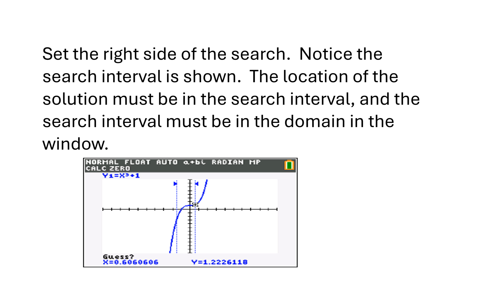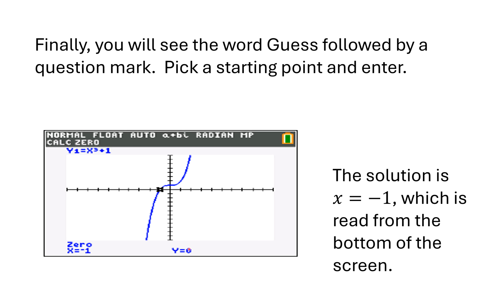What we need to know is the commands. So it's going to go to x equal negative 1 at y equals 0. And that is the solution. If you plug negative 1 into x cubed plus 1, it does give me the 0. So it will just jump right there. So the solution appears down at the bottom of the screen. Wow, it could be easier.